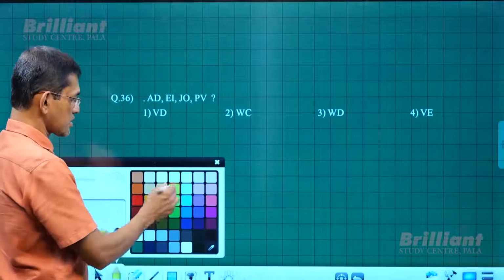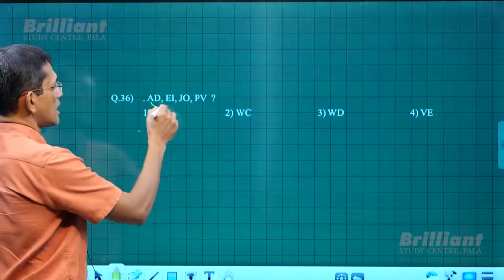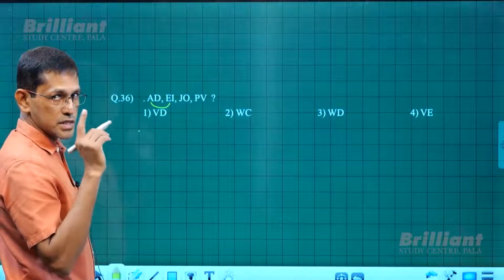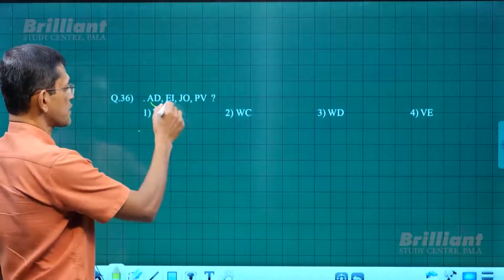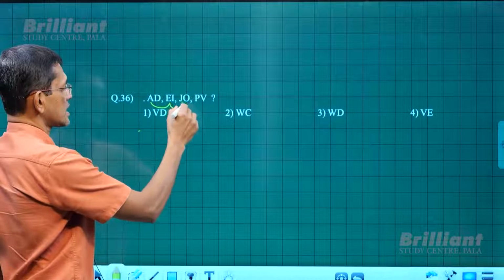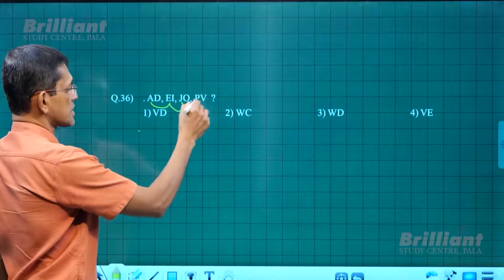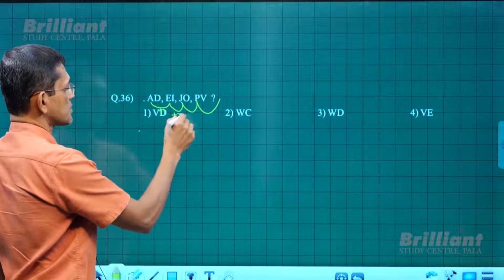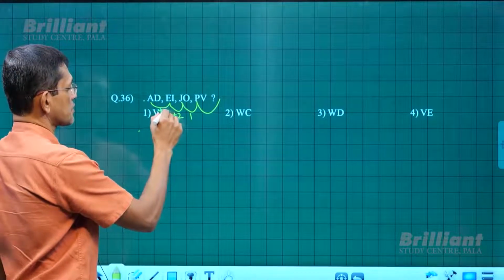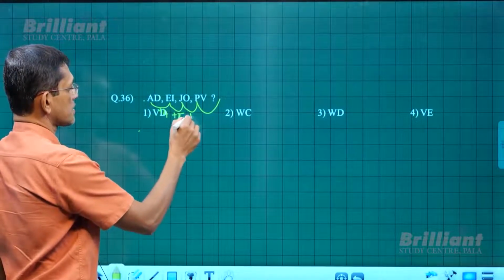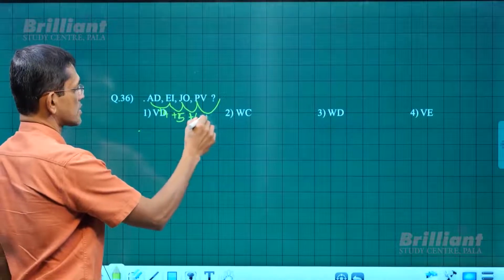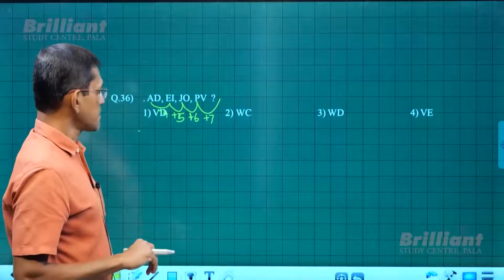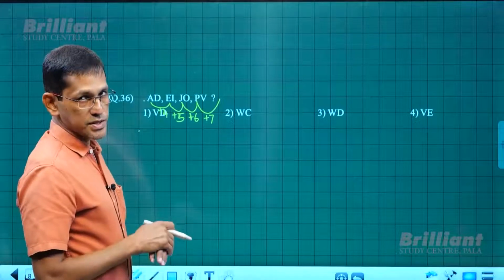A D E I J O. So we'll take a look at that. A and E. So A is 1, E is 5. So 1 plus 4 is 5. 5 plus 5 is 10. 10 plus 6 is 16. 16 plus 7. So it's plus 1, plus 2, plus 4, plus 5, plus 6. This one is plus 7. So ultimately, P plus 7.